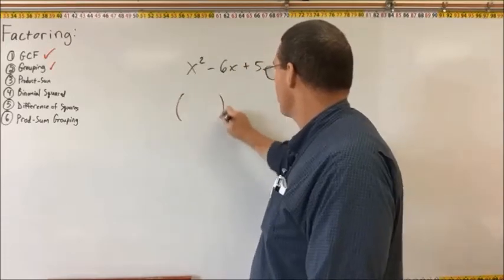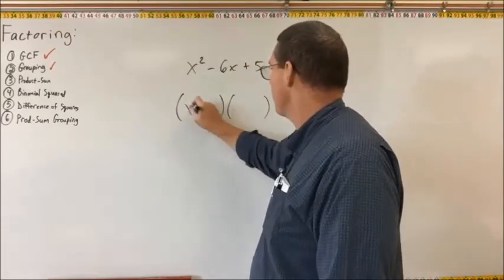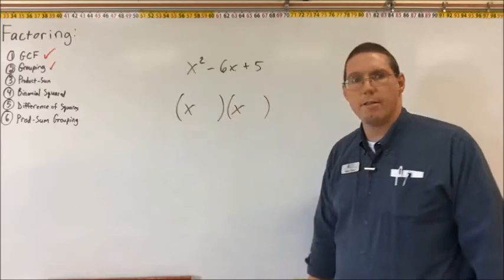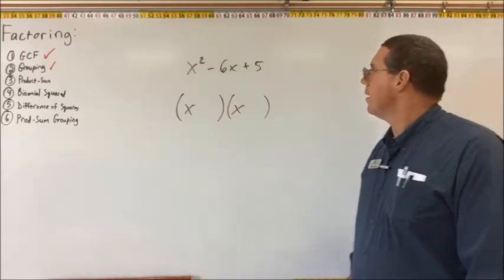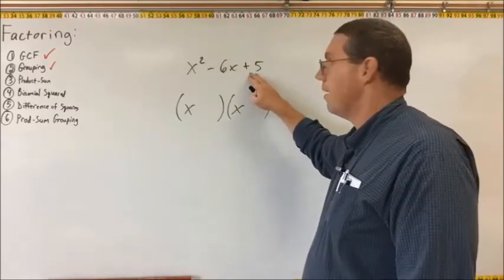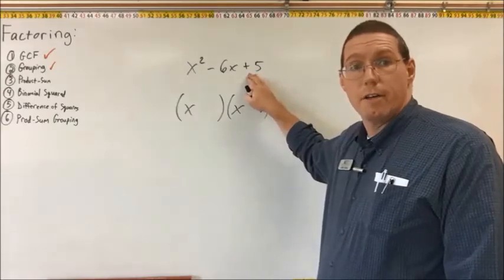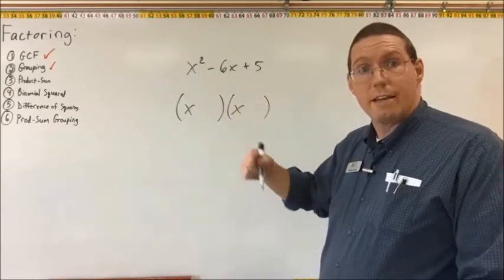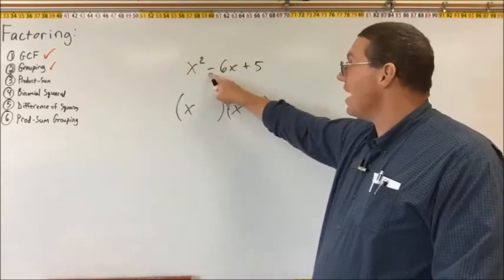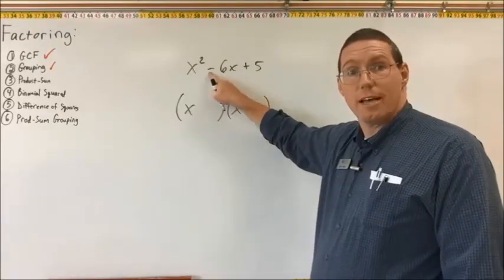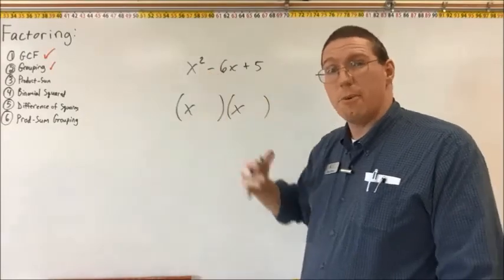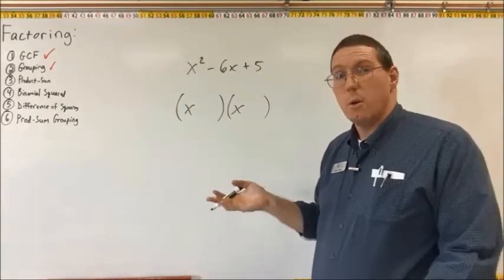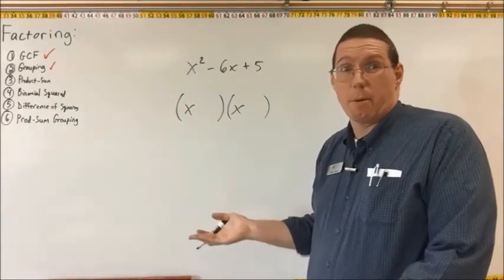All right, well, we know our answer is going to have two sets of parentheses, each one starting with an x, okay? Now, what are two numbers that multiply to 5? Well, you could get positive 5 from either 5 and 1 or negative 5 and negative 1. Well, we have a negative over here. So if we add two negative numbers, we'll get a negative. But if we added two positive numbers, 1 and 5, we'd get a positive number, positive 6.